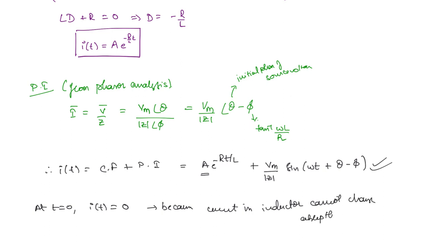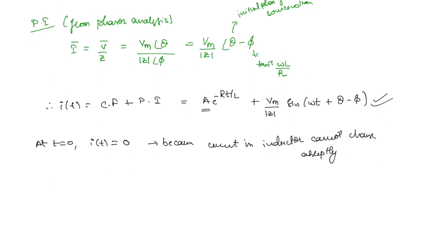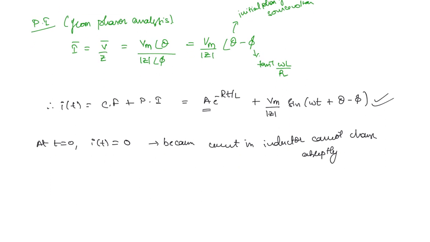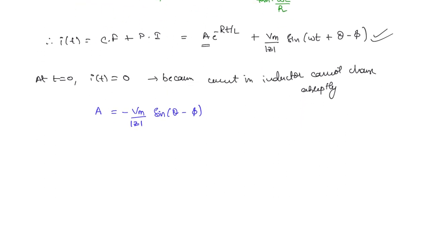Before the switch is closed, the current was 0. So right after the switch is closed also, the current will be 0. So if you equate i(t) equal to 0, then the e to the power term becomes 1, so you can simply write 1 here, A into 1. So this will be equal to minus Vm by mod Z sine theta minus phi. That's how you get the final expression of current.